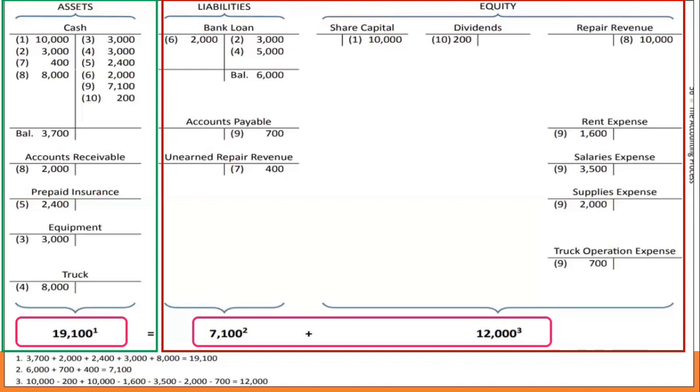Now, if you wish to get the overall total of our equity, that would be $12,000. Take note that in our accounting equation, assets equals liabilities plus owner's equity. So your assets should be equal to the sum of your liabilities and owner's equity. Our assets is 19,100. If you get the sum of our liabilities of 7,100 and owner's equity of $12,000, that will be 19,100. Therefore, our assets is equal to our liabilities and owner's equity.